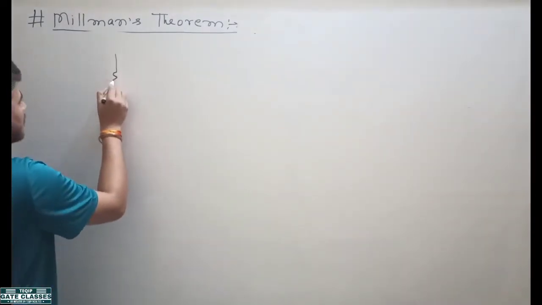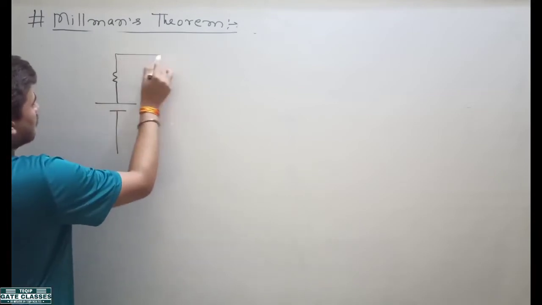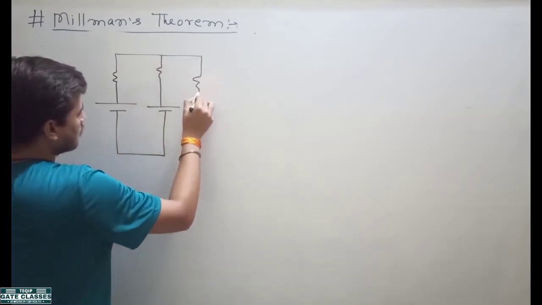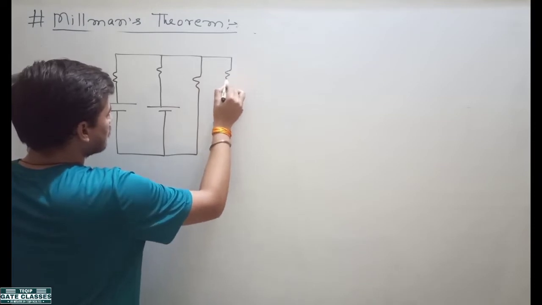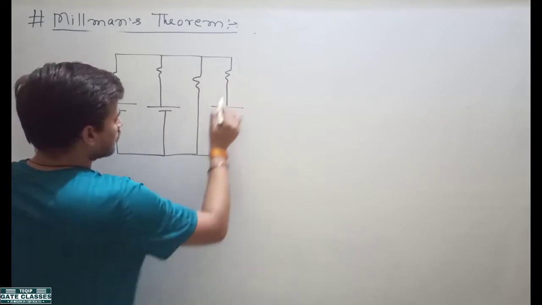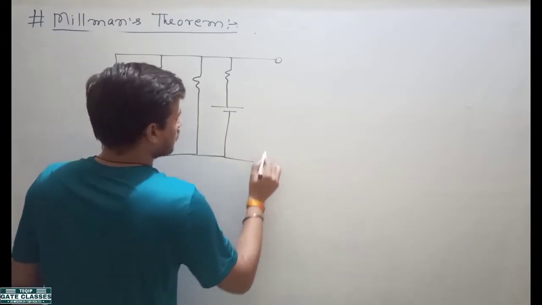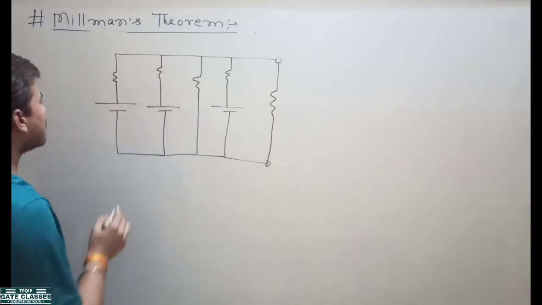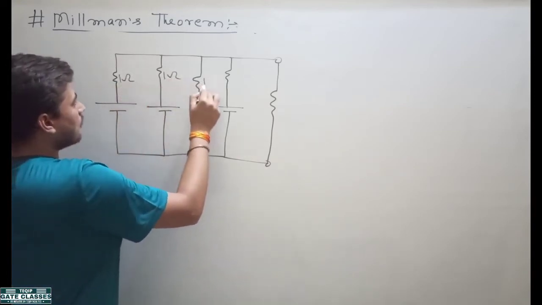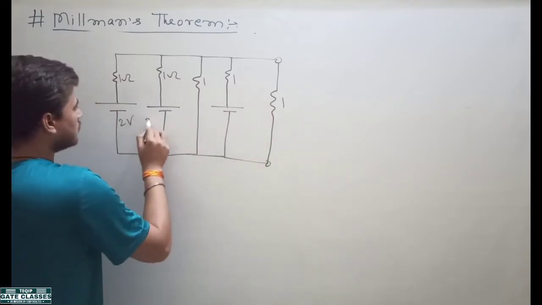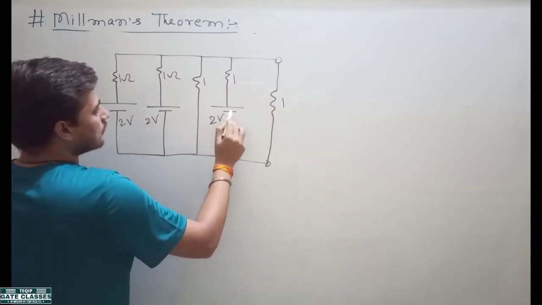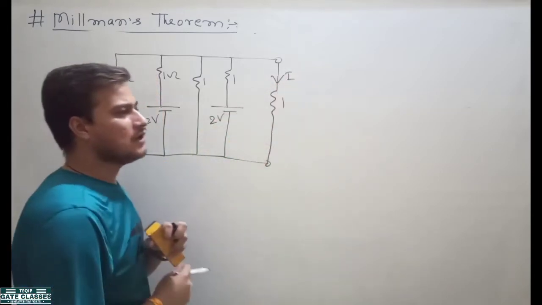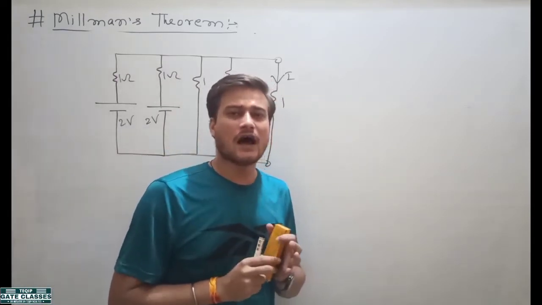Suppose we are having the circuit like this one. This is 1 ohm, 1 ohm, 1, 1, 1, 2 volt, 2 volt, 2 volt. Clear? You have to find the current I. You have to find the value of current I. So let us see how to find.